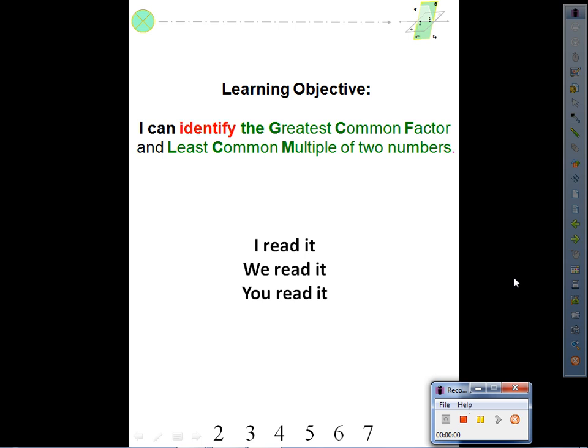Everybody on three. 1, 2, 3. I can identify the greatest common factor and least common multiple of two numbers. One more time. 1, 2, 3. I can identify the greatest common factor and least common multiple of two numbers.